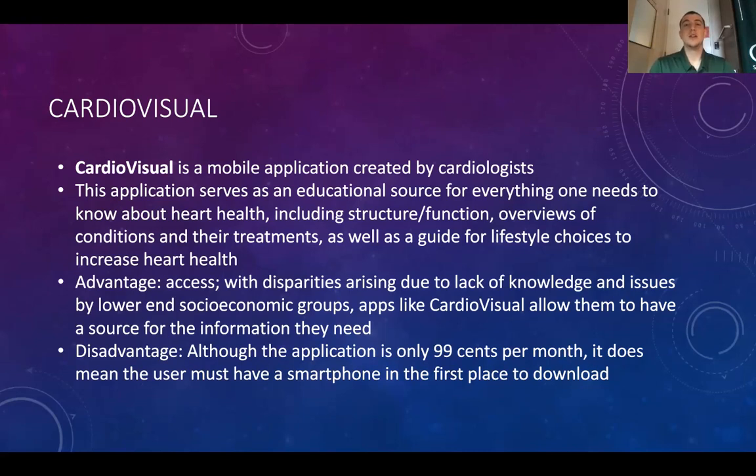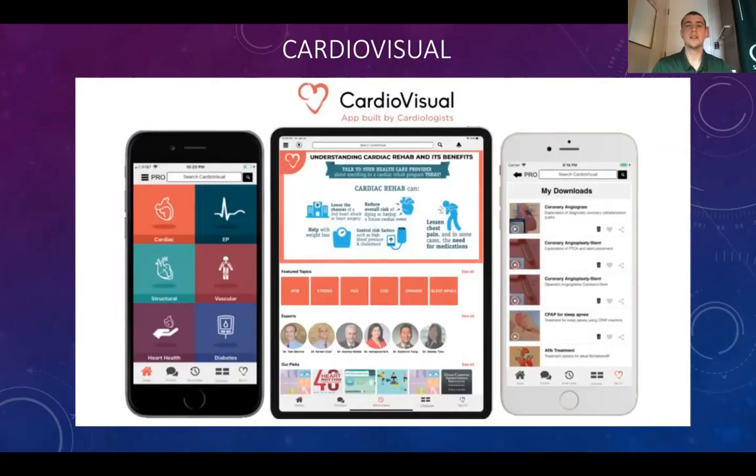The disadvantage is that although the app is only 99 cents per month, you do need a smartphone to download the app. And in today's age, where it's very common for people to have a smartphone, there still are people without. And that automatically deems them unable to have Cardiovisual. Here's an example of what Cardiovisual looks like on a mobile device.